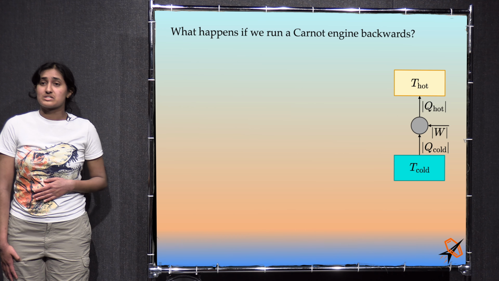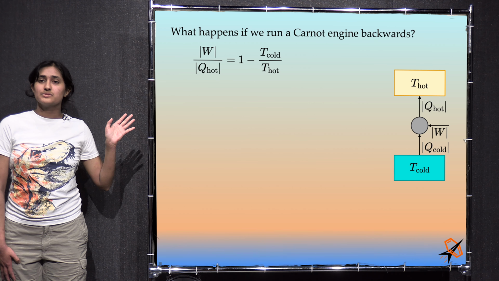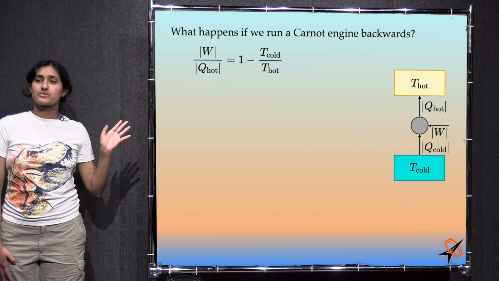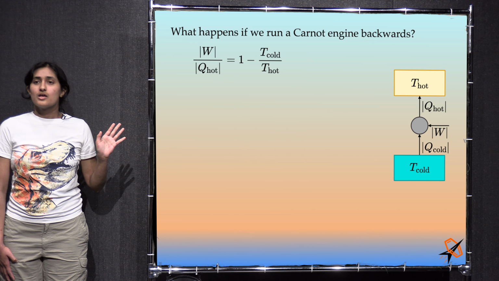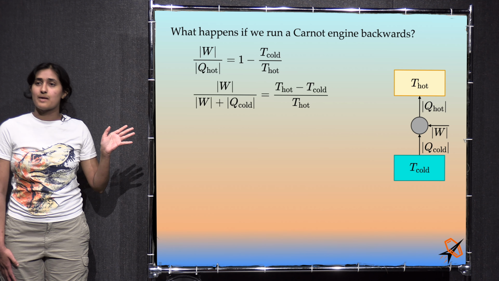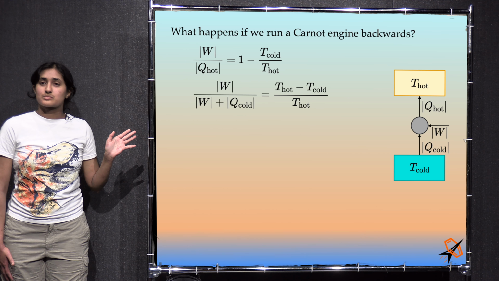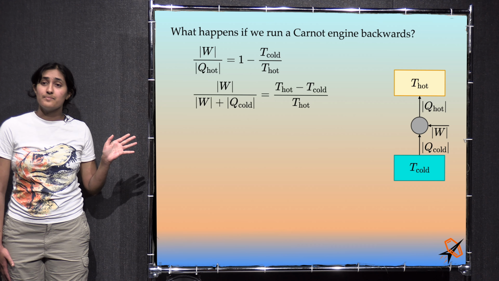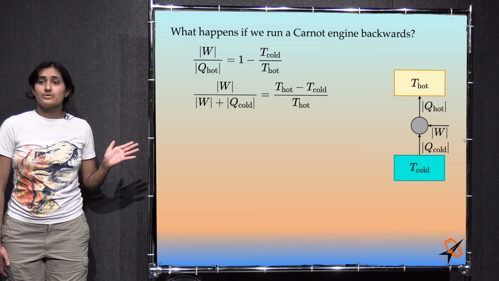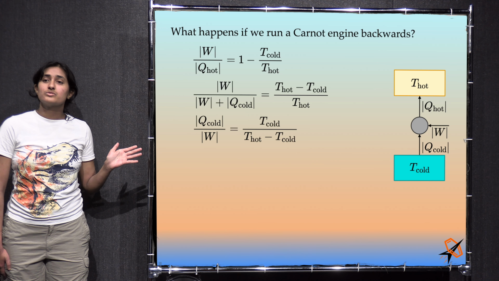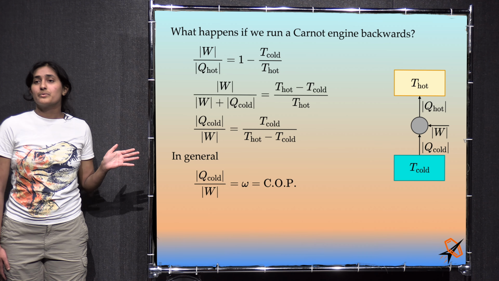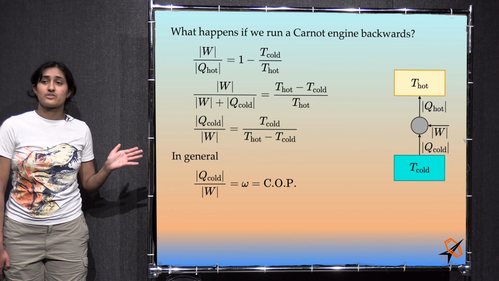So let's work through the equations. As before, absolute value of W over absolute value of Q hot equals 1 minus T cold over T hot. Notice that we've changed the directions and therefore the signs of everything when not using absolute values. We will rewrite our efficiency expression as the absolute value of the work over the absolute value of the work plus the absolute value of Q cold, and rearrange our other expression to get T hot minus T cold over T hot. For our backwards heat engine, we're actually interested in Q cold for some reason, and so we will solve that expression for Q cold, and we will get Q cold over W is equal to T cold divided by T hot minus T cold. Q cold over W we will now call omega, which is our symbol for the coefficient of performance.